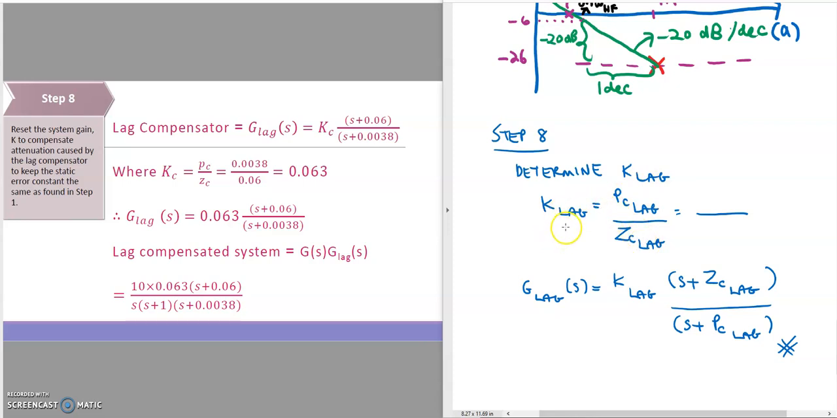After we determine the lag gain, we can construct the lag compensator transfer function, which is equal to K lag multiplied with S plus ZC lag divided by S plus PC lag, like this one. So this is to determine the KC, PC over ZC lag. So we construct the lag compensator transfer function: KC lag, this is ZC lag, and this is PC lag. And finally, if the question asks you to determine the compensated transfer function, you multiply the original open loop transfer function with the lag transfer function. So this is the compensated transfer function for the lag compensated system.